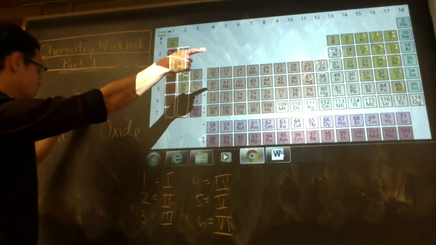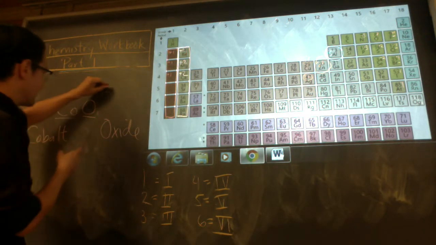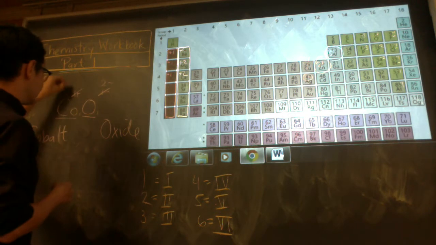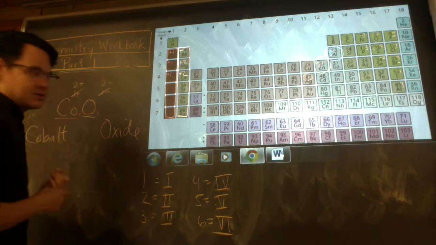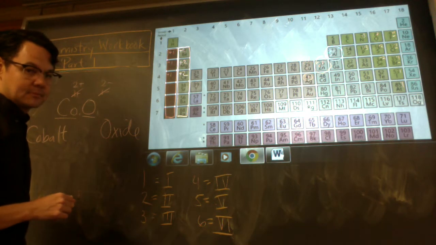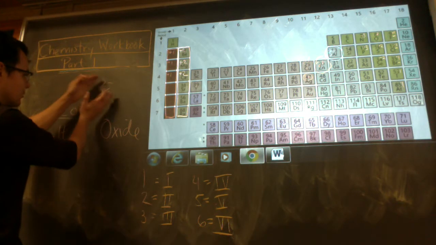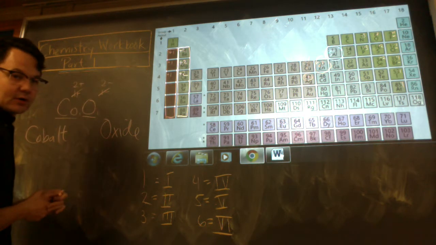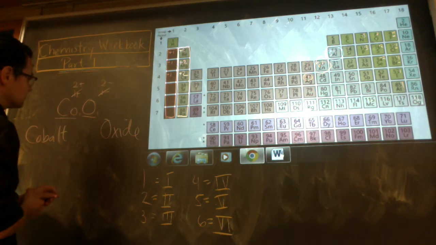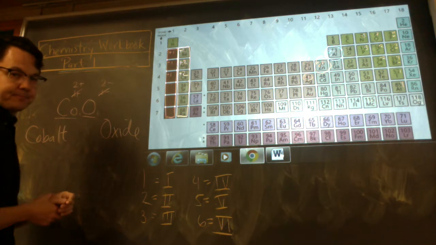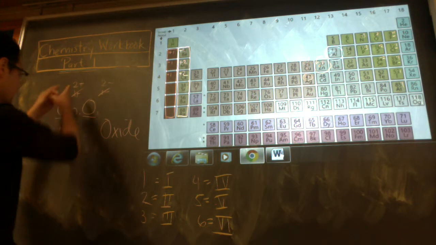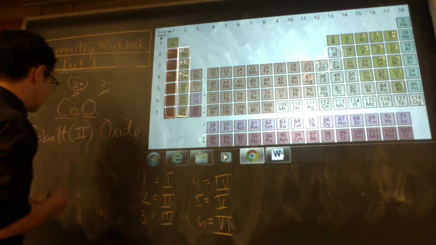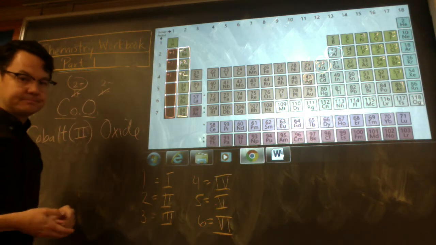Oxygen needs to be 2, so we have to multiply this to get it to be 2, and that means you also have to multiply this to get it to be 2 also. All right, you have to turn this charge correct and then multiply this one accordingly. Okay? So this charge would be cobalt 2. Cobalt 2 oxide.